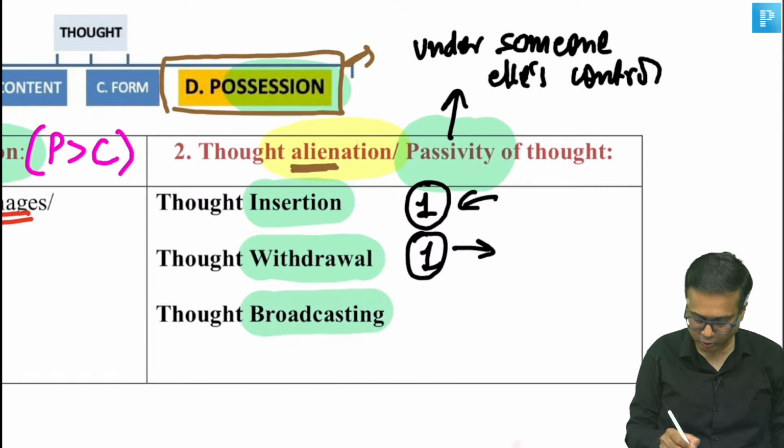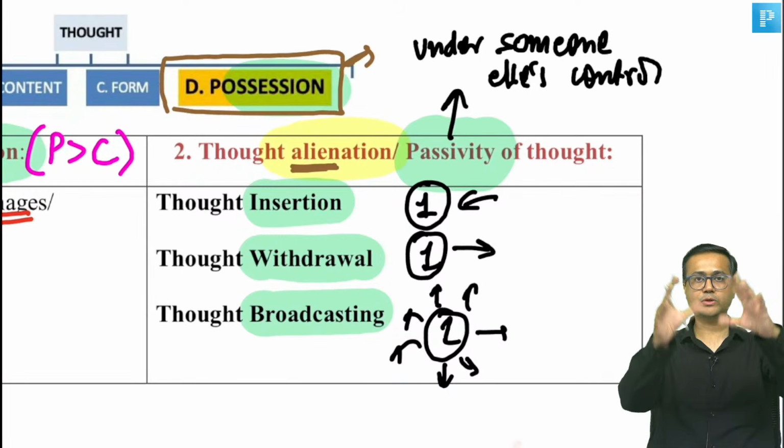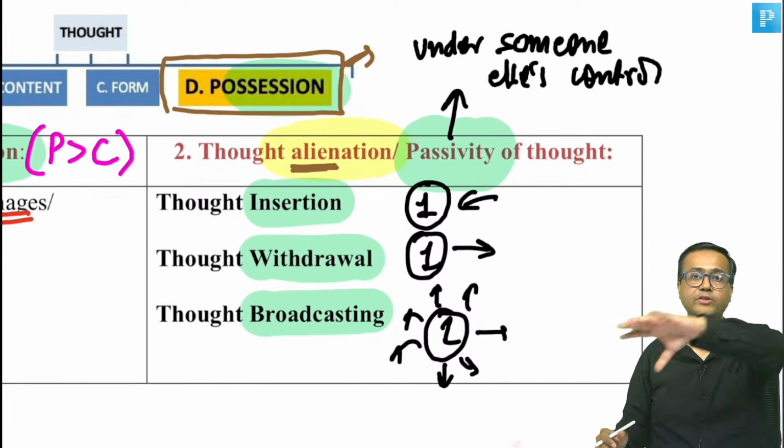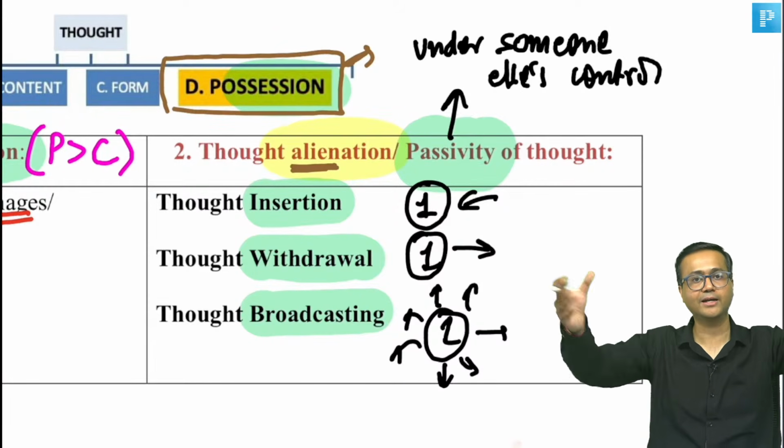And another is, beta, thought broadcast. Patient says my thoughts are getting broadcasted outside. In the question they are saying patient thinks everybody in the room is able to know my thoughts, as if my thoughts are getting broadcasted. What is this, beta? Thought broadcast.